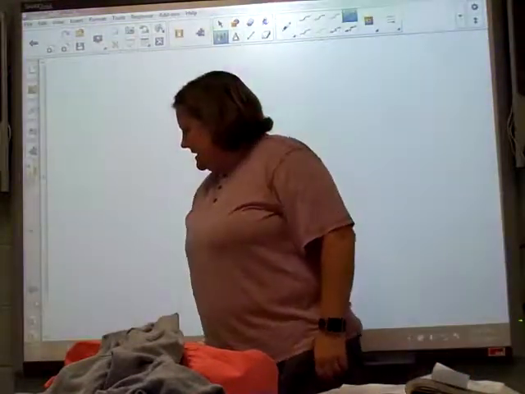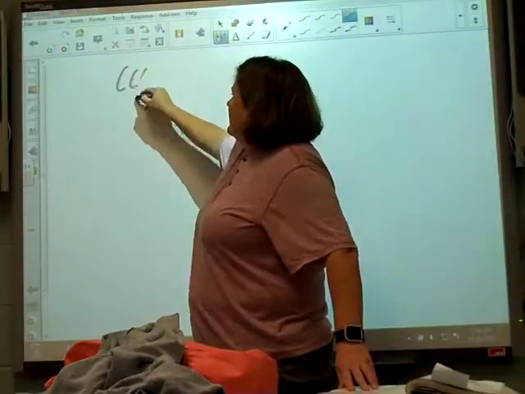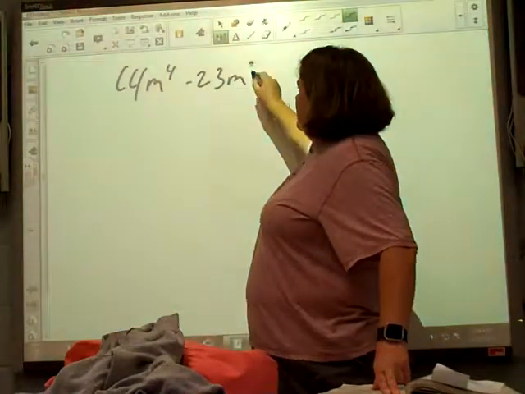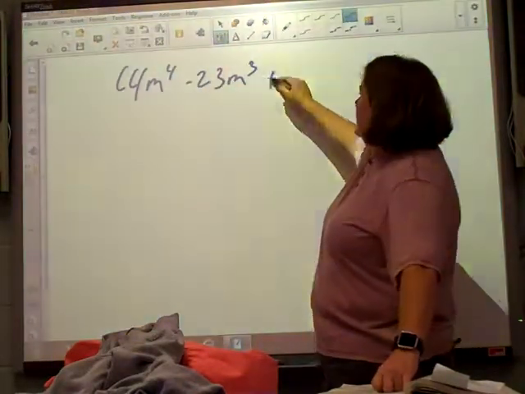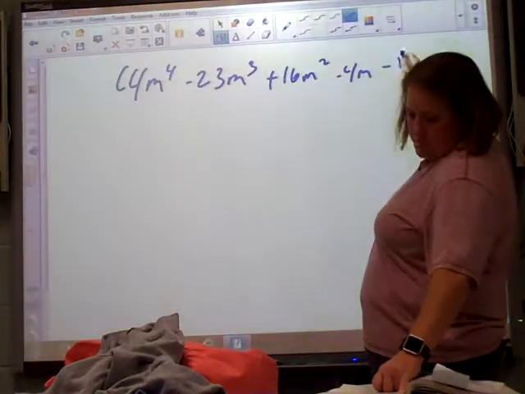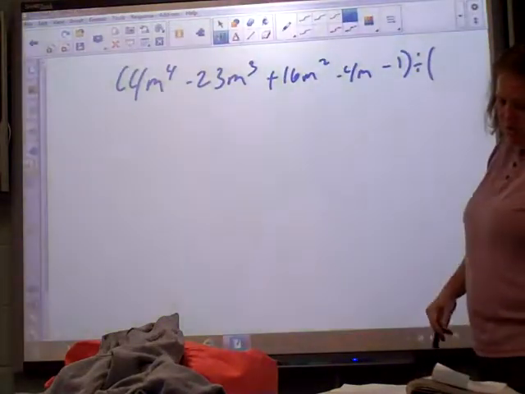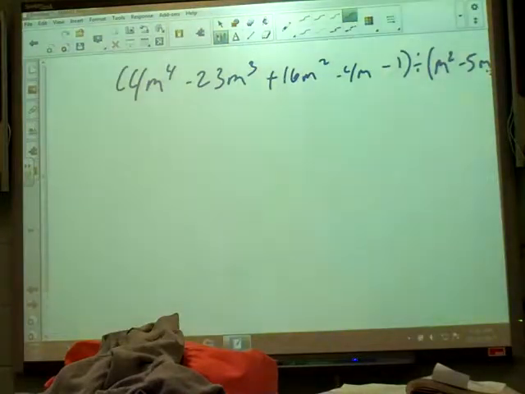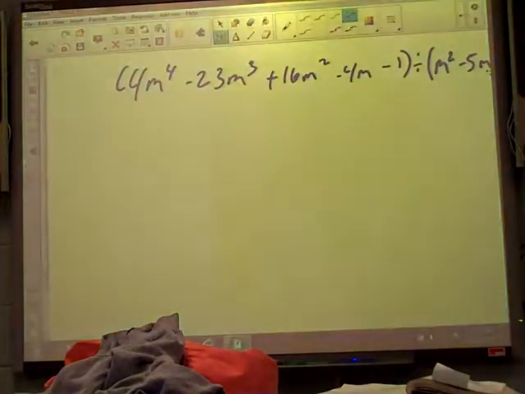Alright, this one I got says 4m to the 4th minus 23m cubed plus 16m squared minus 4m minus 1. We're dividing that by, this is a long one, m squared minus 5m. I know I have to do the long division on this. Even if Caitlin picks synthetic, synthetic will not work because our degree on what we're dividing by is 2. We're dividing by an m squared, so we have to do long division.